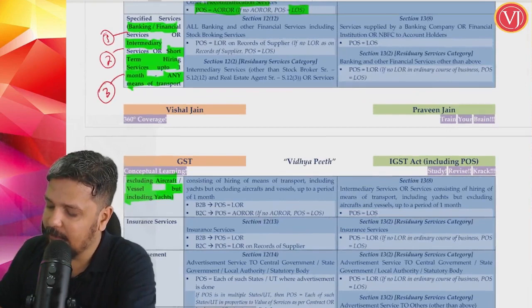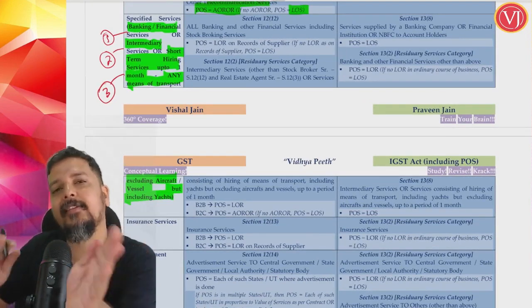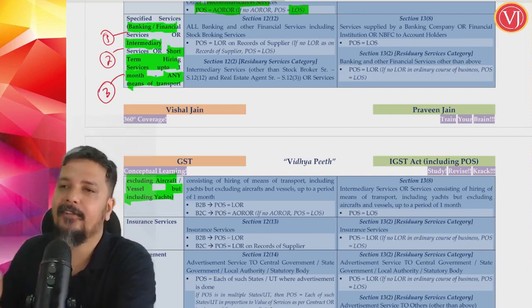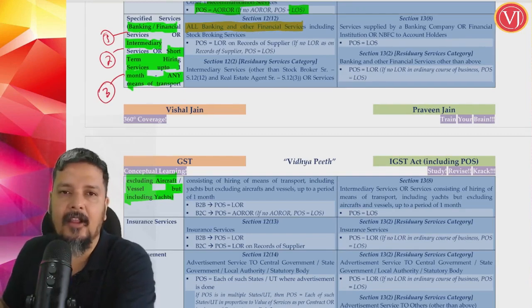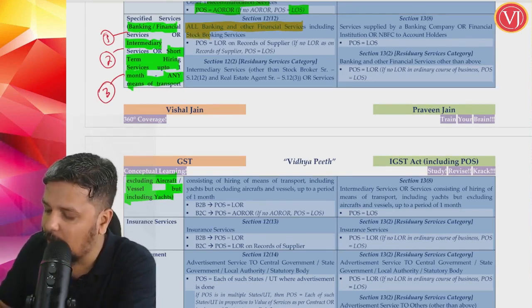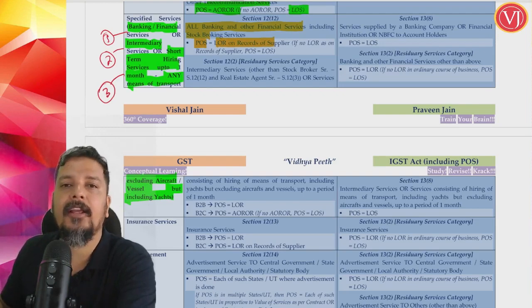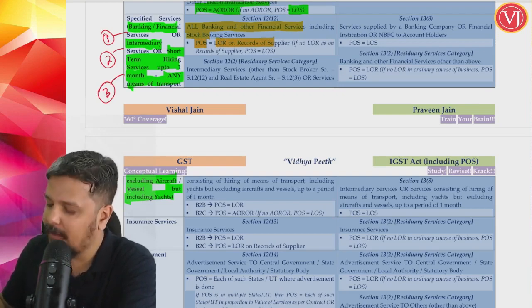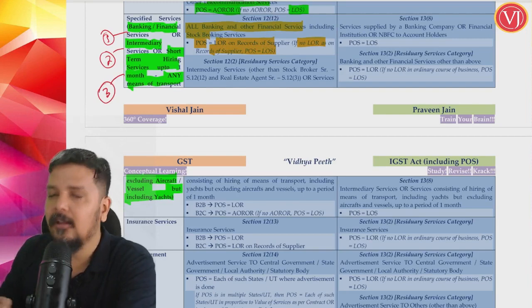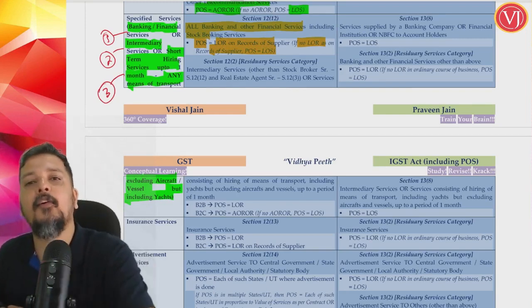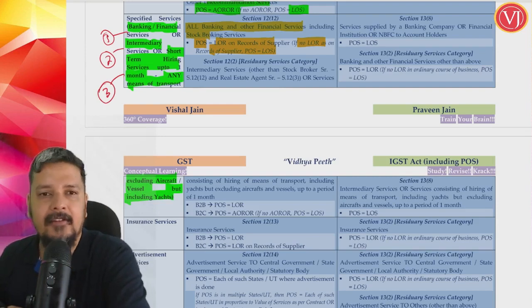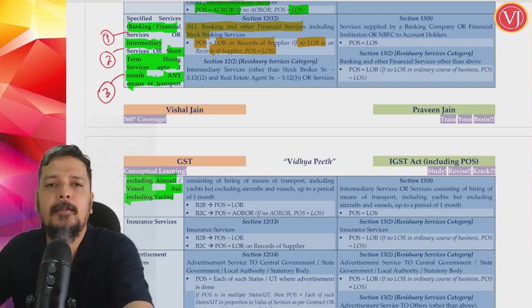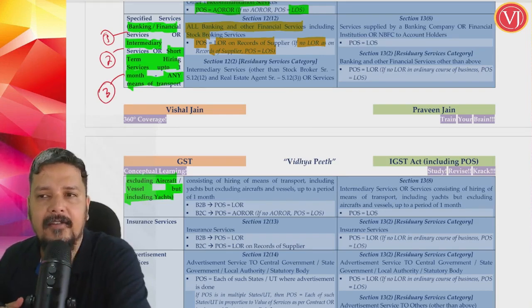If that is a scenario, all this is actually discussed in section 13. In section 12, they have a special formula only for banking related services. For banking related services, including stock broking, place of supply is the location of the recipient on records of the supplier. If not available, location of supplier. At times for a few banking services, your address will not be available. Supposing you are taking the services of DD, charges are taken. It is highly possible that the bank is not having your address. Then they'll go with location of supplier.